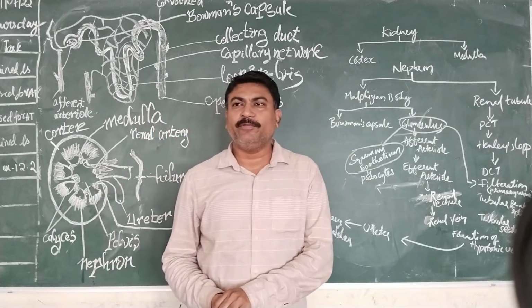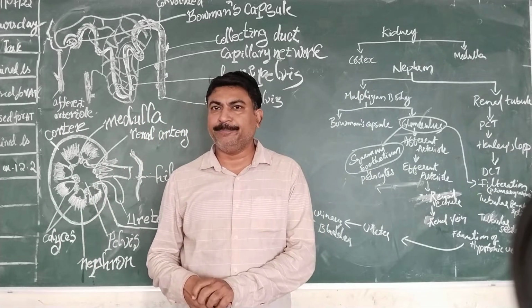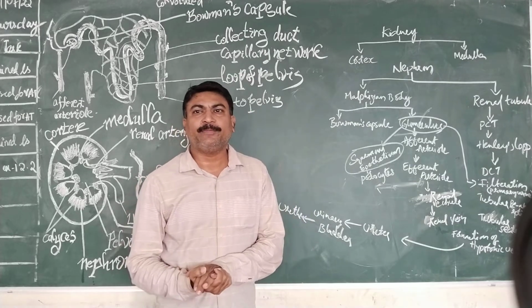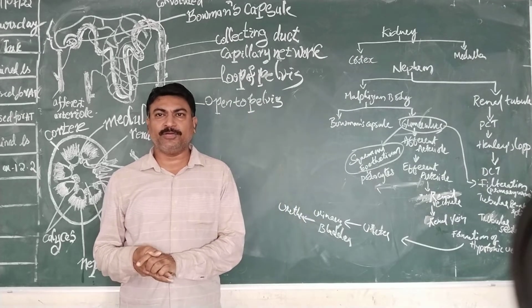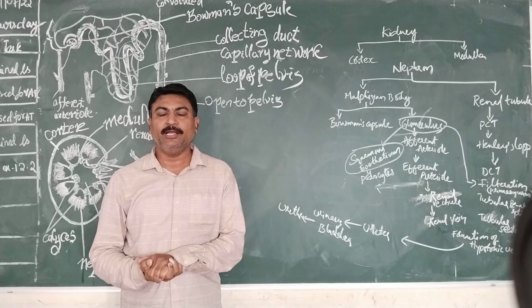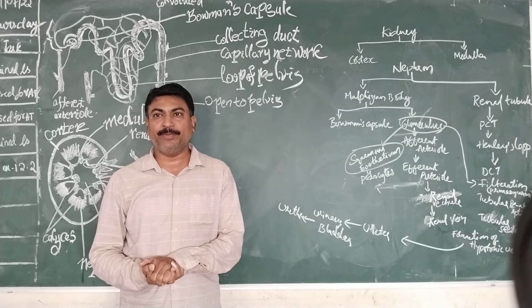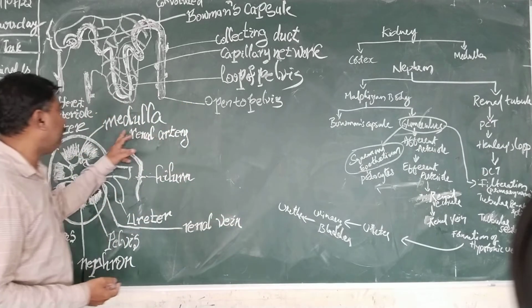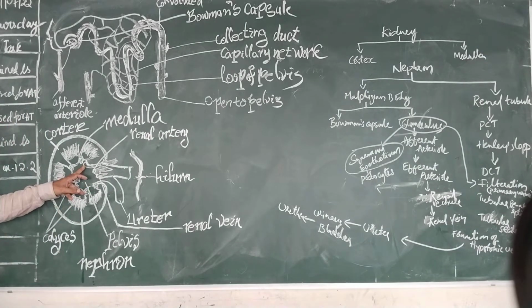Today we are going to deal with the internal structure of the human kidney. In the previous class we studied the external features of the human kidney. Now we are going to study the lateral section, LS, of the human kidney. The figure of the human kidney in LS, that is lateral section, is shown in this diagram.